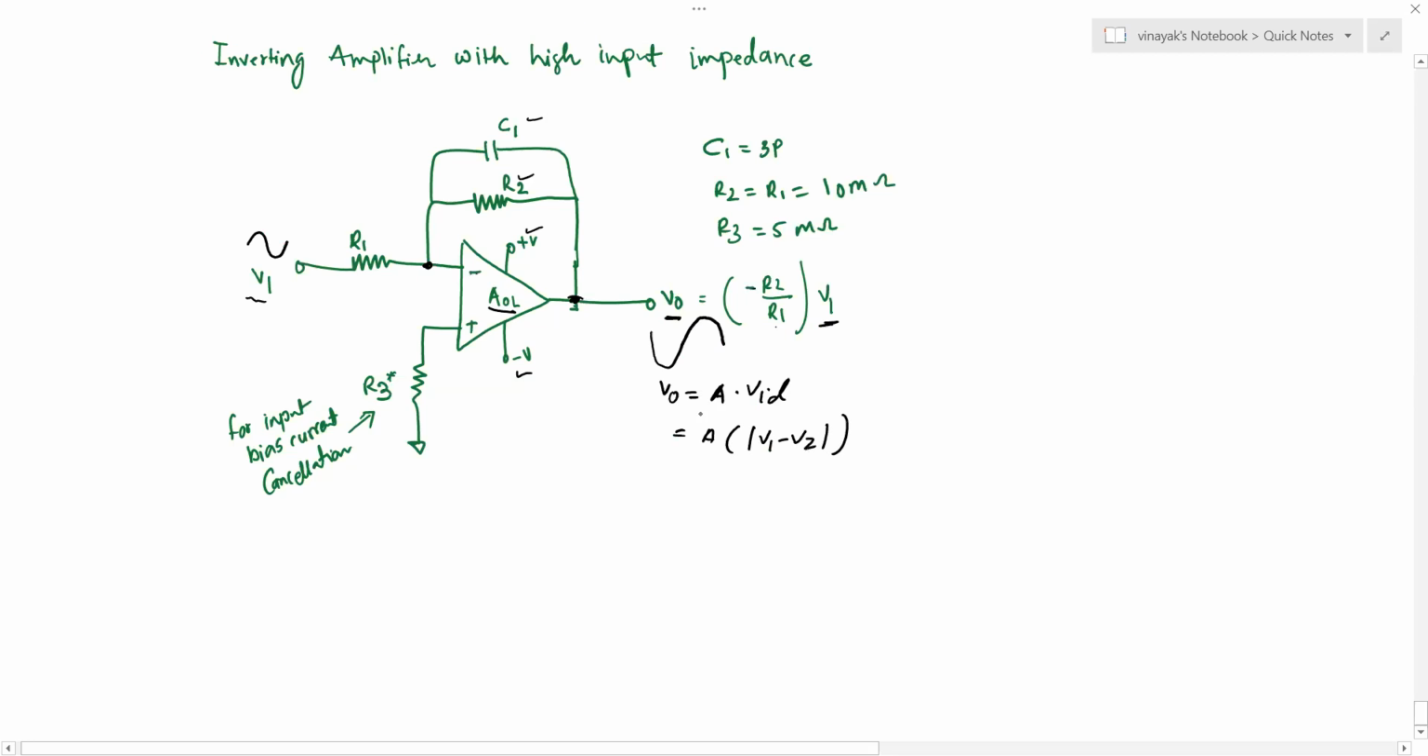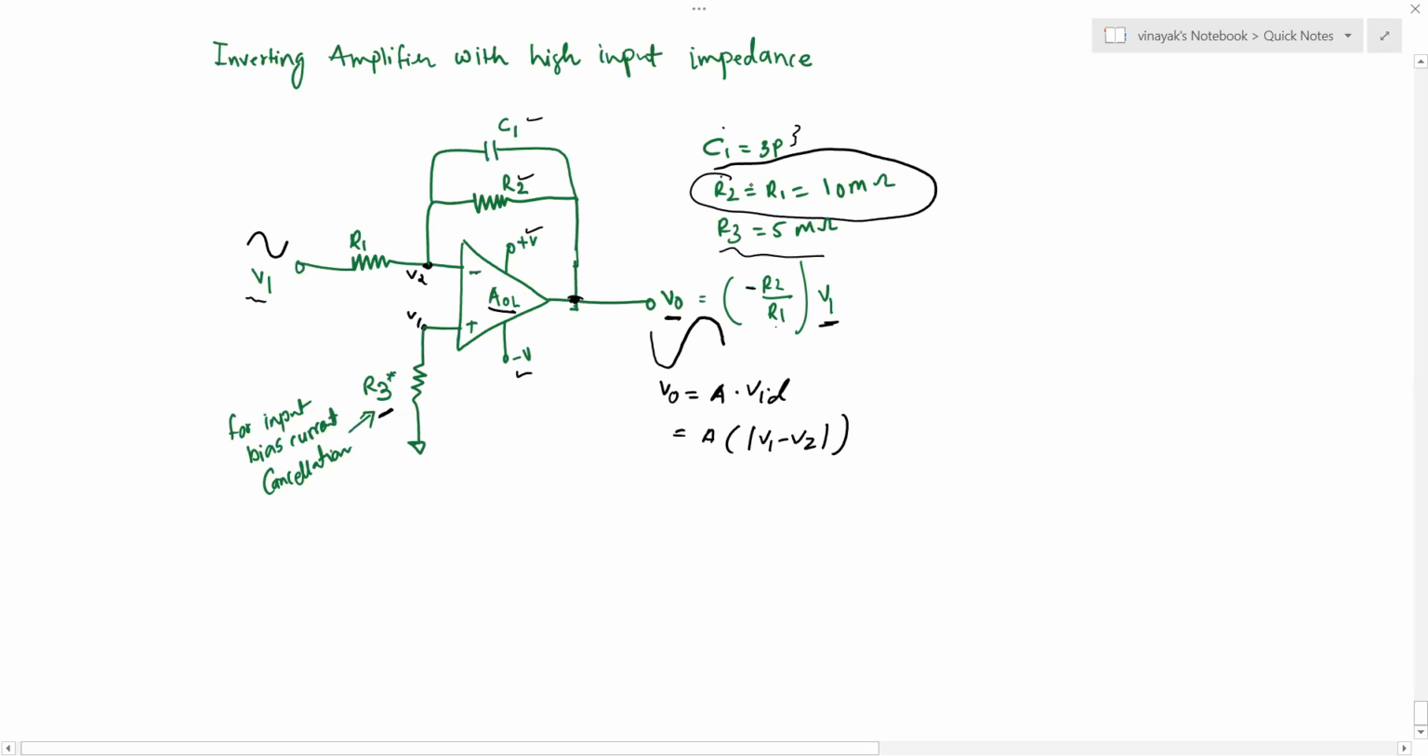So we have seen this analysis where V1 and V2 are the voltages at the negative and the positive pin of the amplifier. Now R3 is chosen just to cancel the input bias current. So accordingly, we can choose that. Values of R2 and R1 are chosen to be about 10 mega ohms. So they're pretty high. Value of R3 is 5 mega ohms and C1 is 3 picofarad.